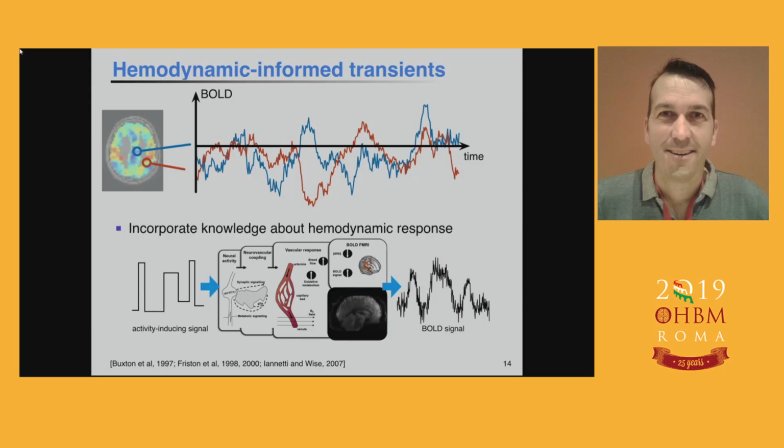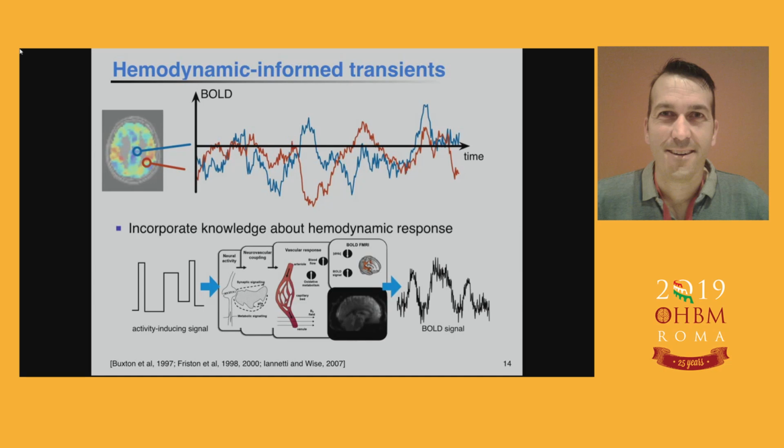Now, there's yet another way of looking at this, going further onto the point process analysis, which I will call hemodynamic informed transients. And this tries to first take a step back and incorporate some of the knowledge we have about how the blood oxygenation level dependent signal we measure with fMRI comes along, which is, of course, through the hemodynamic response.